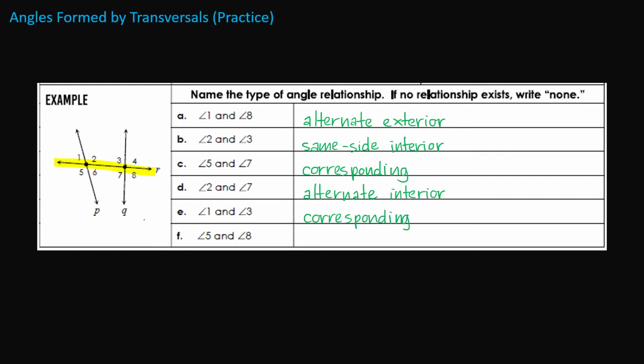And we also have angles 5 and 8. 5 and 8 are on the same side of the transversal, so same side, but they are outside the intersected lines. So we're going to call these same side exterior angles.